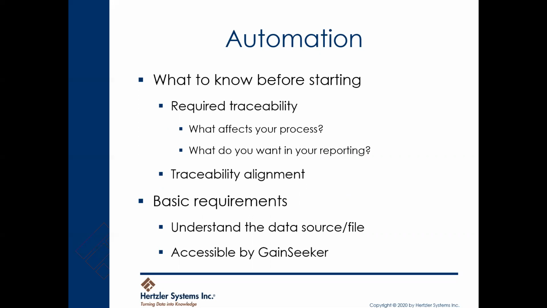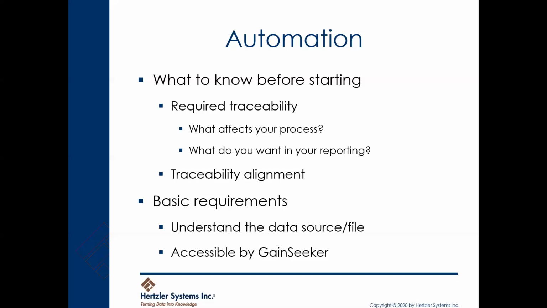So we'll go over what you need, which basically comes down to traceability. That's what's required, so you need to understand what your traceability is going to be. You do that by figuring out what kinds of things are going to affect your process and what kinds of things you want in your reporting. This could be anything from machine name to shift operator, stuff like that. And also you want to make sure that your traceability is aligned between the machine that's putting out these CSVs and the rest of GainSeeker. So if you have an operator list, you don't want one list to only be initials and the other list to be full names. You want them to match.